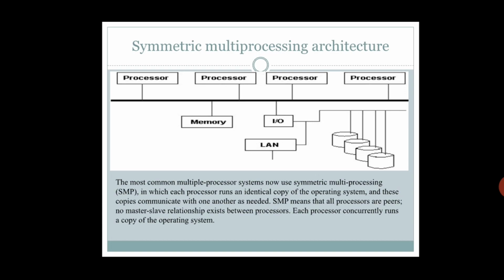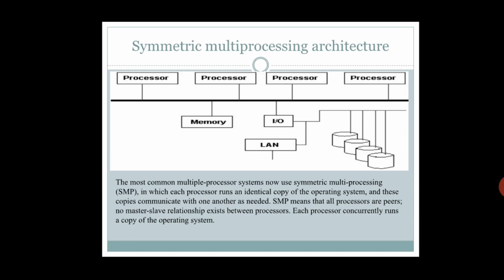Next, SMP means that all processors are peers. No master slave relationship exists between processors. Each processor concurrently runs a copy of the operating system. So there is no concept of master slave relationship. What is master slave relationship? There is nothing like one person giving the command, so that the rest of the processors, or it may be an application or processors, try to follow that particular thing. There is no concept as such.